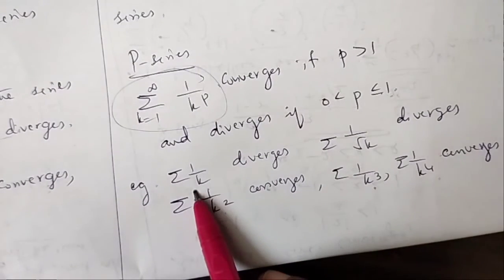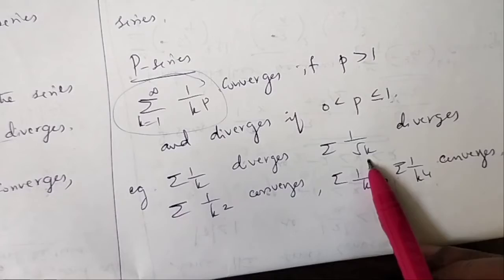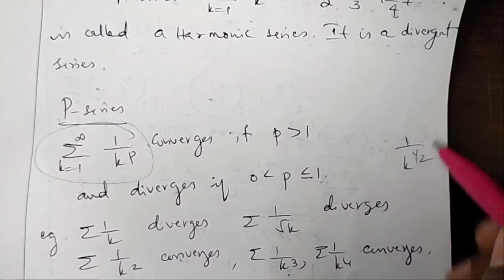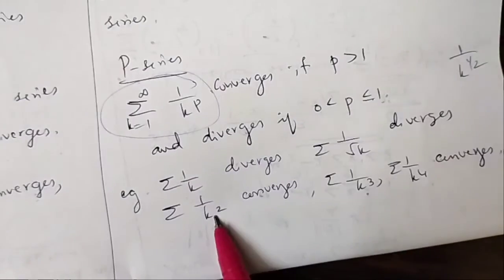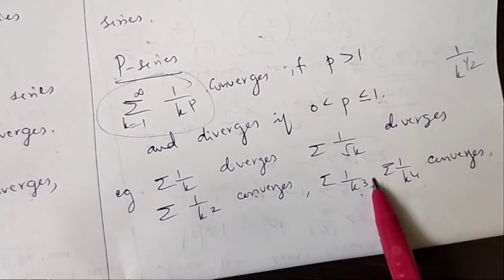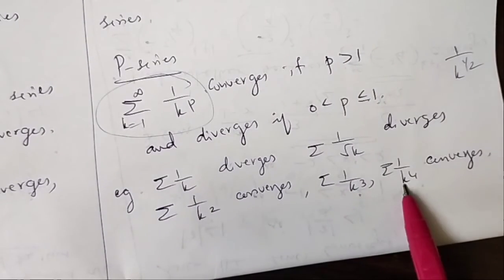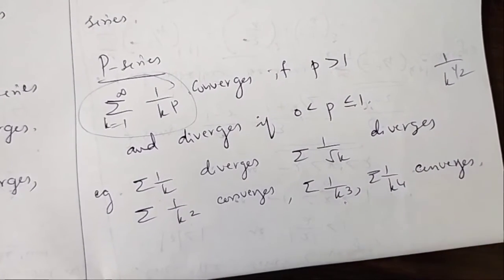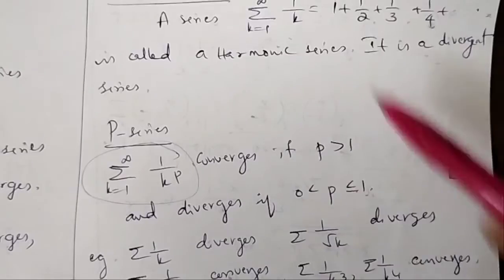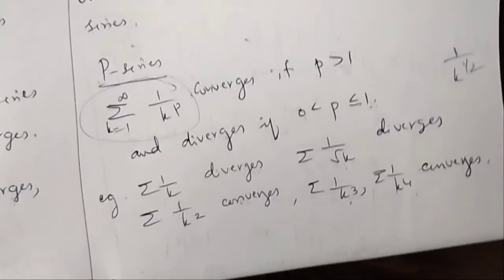So for example, sigma 1 by k is divergent. Sigma 1 by root k: root k means k raised to half. Half is less than 1, so it is divergent. 1 by k square, it is 2, so convergent. 1 by k cube, 3 greater than 1, convergent. 1 by k raised to 4, 4 greater than 1, convergent. Okay. So this is the P series. So using this harmonic series and P series, we can test whether a series is convergent or not.